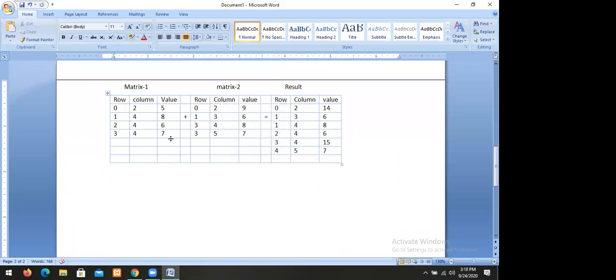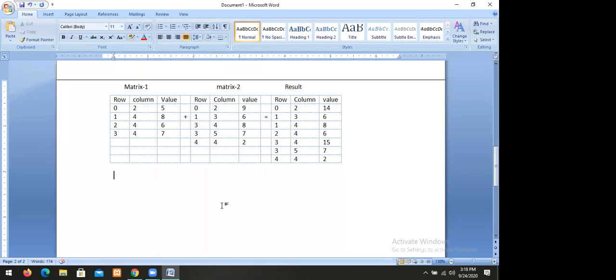Then we go for the next, 3, 5, 7: third row, fifth column, and 7. So like this we can move. Suppose there is another value, suppose 4, 4, 2. There is no such number, so we can move the 4, 4, 2 to the result. So this is the representation of addition of two matrices.